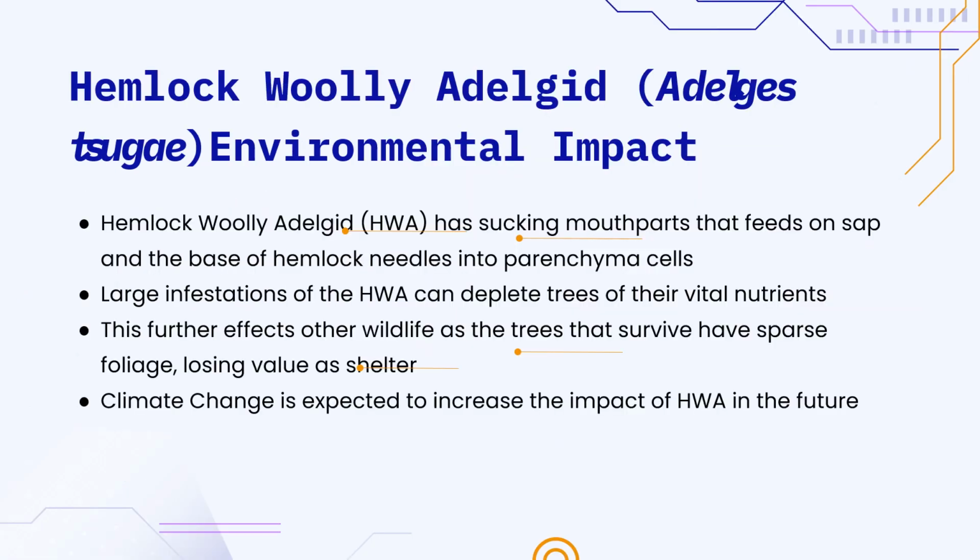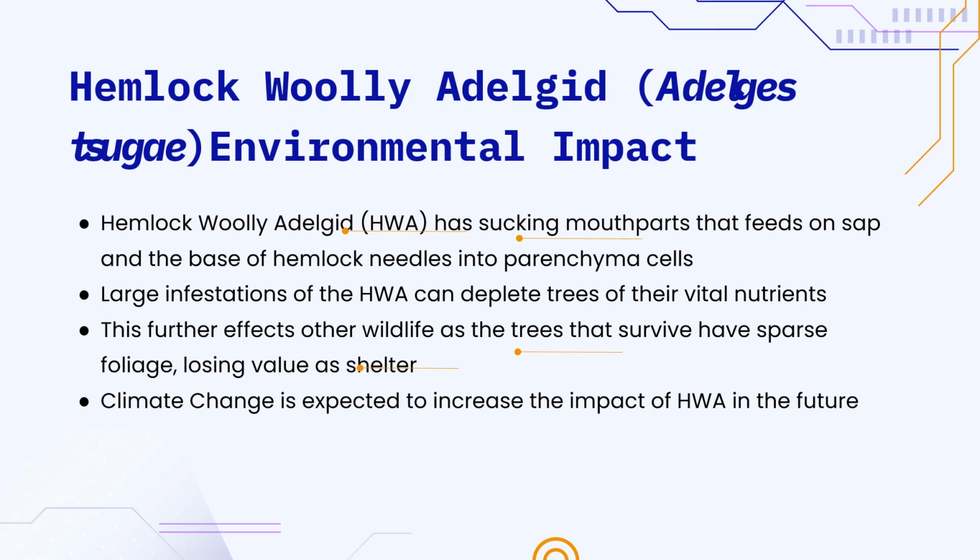Just some more information on HWA's environmental impact. The species has sucking mouth parts that feed on sap at the base of hemlock needles, into parenchyma cells, which are nutrient transport cells. These large infestations of the species can deplete trees of their vital nutrients.